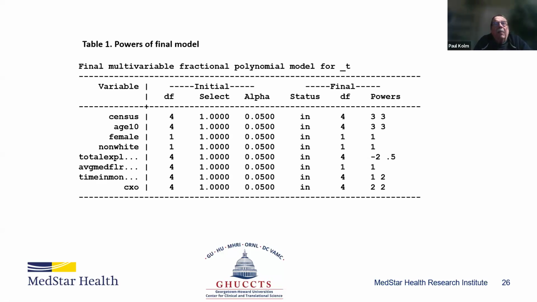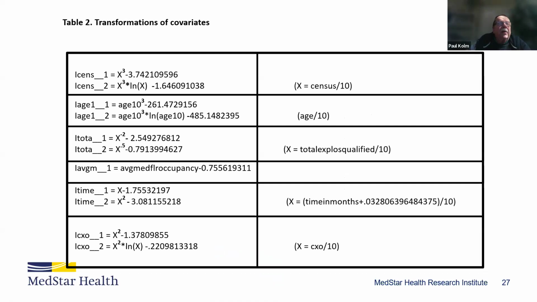And so in terms of developing the model, this is what the covariates are going to look like. So remember that we had two powers listed for census. I'll just go through a couple here. So we have census raised to the third power minus 3.74 and so on. And then because we had another one, we have census raised to the third power times the log of census, and then minus a constant here.